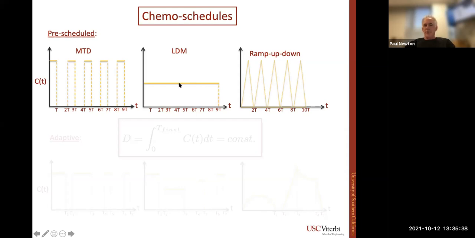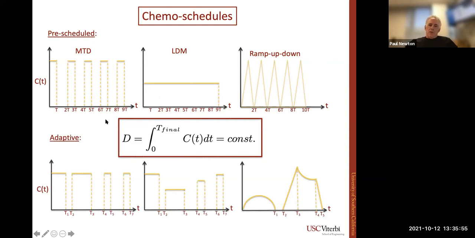LDM is low dose metronomic. That's also somewhat common, where the oncologist gives a very low but continuous dose of chemotherapy. And again, to compare these schedules, the areas would be the same. Or you could do a ramp up and ramp down. These are all pre-scheduled. Adaptive doses, on the other hand, could be anything. The CFT, in principle, could be any of these profiles. But as I said, the total dose of the adaptive should be the same as any of these in order to compare them head to head, which is what we do.